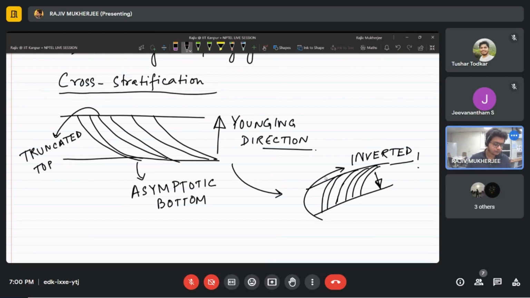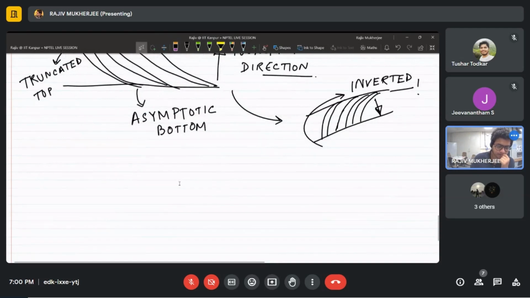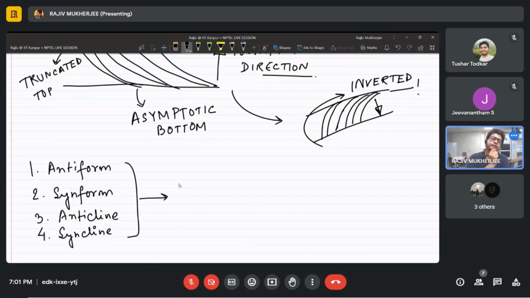Now, can anyone say the definitions of antiform, synform, anticline and syncline? Anyone?